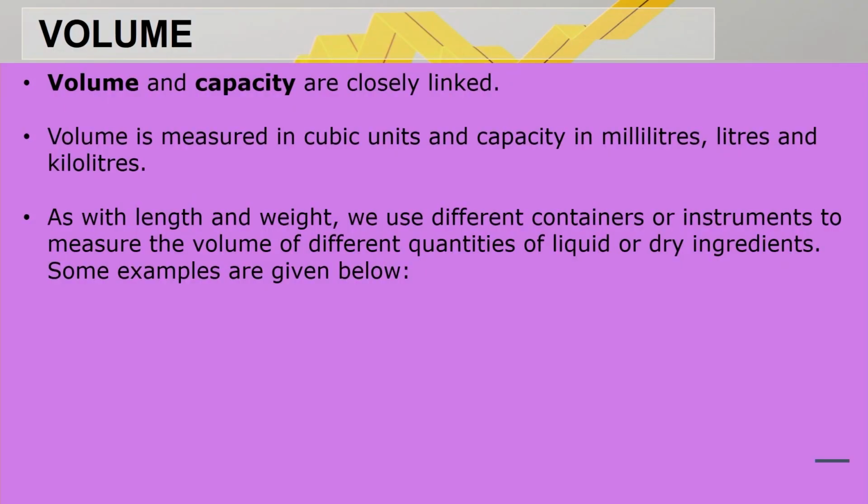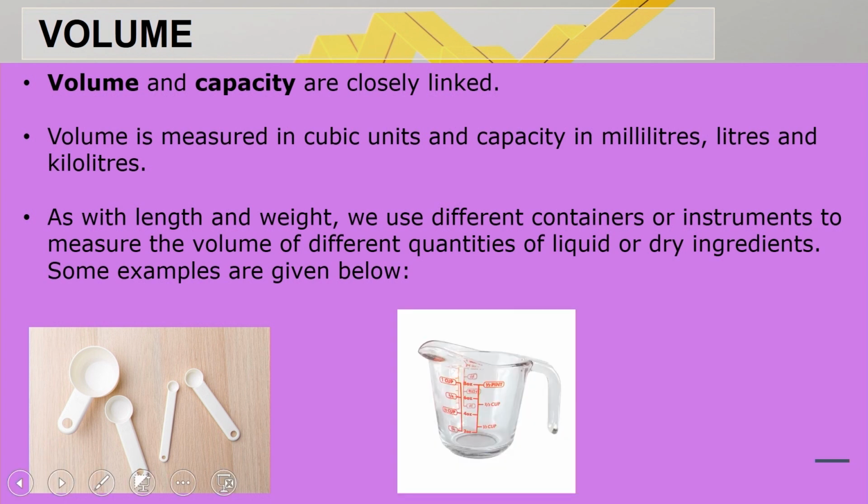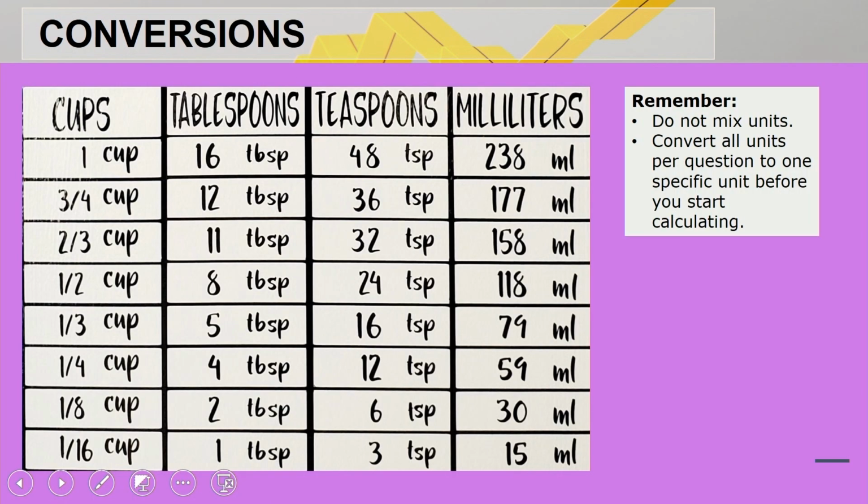As with length and weight, we use different containers or instruments to measure the volume of different quantities of liquid or dry ingredients. Some examples are given below. It is measuring spoons or cups and a measuring jug. Then there's always a conversion table. 1 cup is roughly 250 milliliters, and then we will always compare cups with tablespoons, teaspoons, or milliliters.